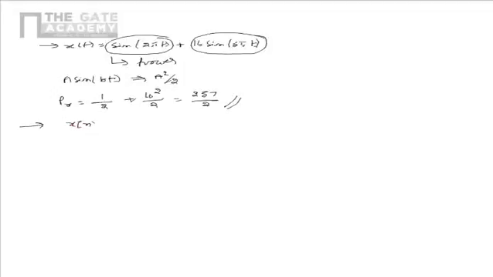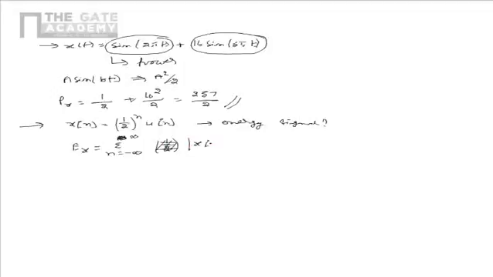There is a signal x of n which is given as 1 by 2 whole power n u of n. Check if it is energy signal. We know that energy of the given signal Ex is given as sigma n equal to minus infinity to plus infinity mod x of n whole square.